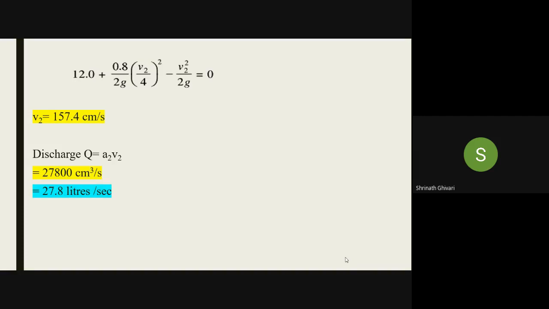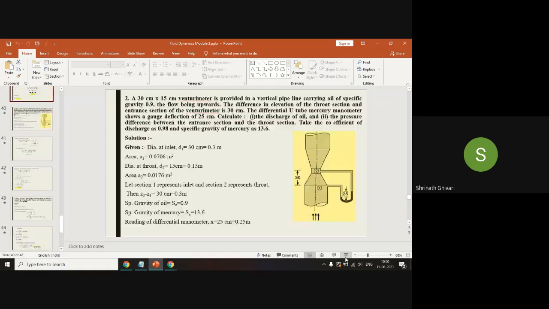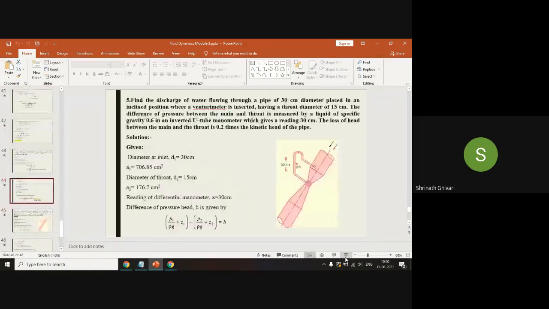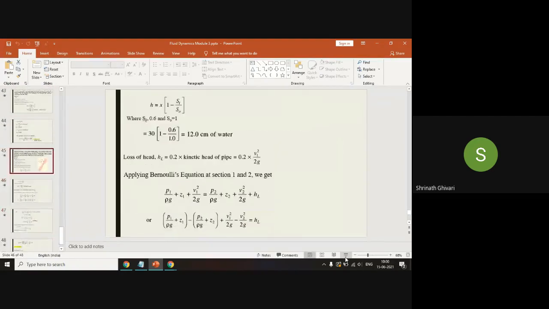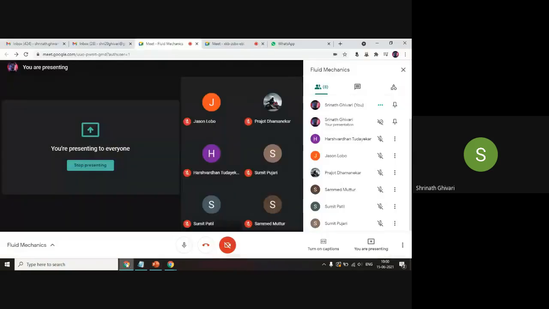Okay, these are the problems which we have solved from Venturi meter. These are important problems. Whichever I have solved, they are from the question papers. So these are the 5 problems which I have solved from the Venturi meter. In the next class, we will be dealing with the orifice meter.